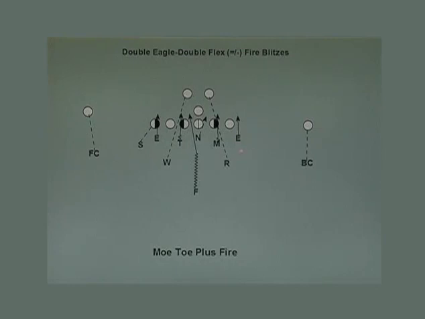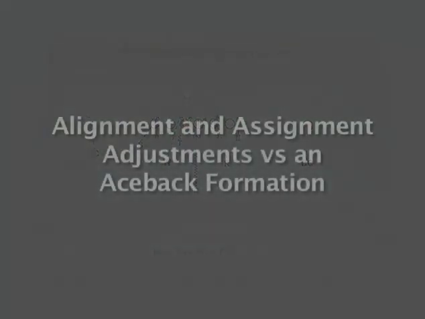if we were to have an ace back formation, he would adjust. We do this quite a bit against an ace back formation, and a lot of times when we're going to blitz, when we're playing cover five against an ace back formation, we'll blitz this guy, but we'll start bringing him up because he's going to cover the ace back, and it looks like he's going to come off and blitz, but he doesn't, and he ends up covering the ace back, and we get a lot of missed blocking assignments that way.